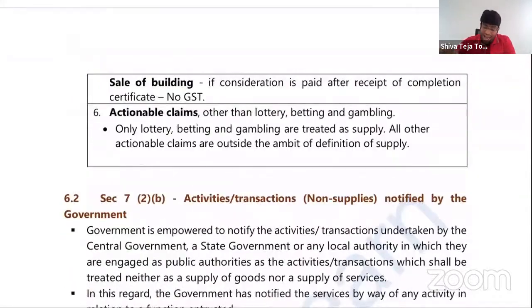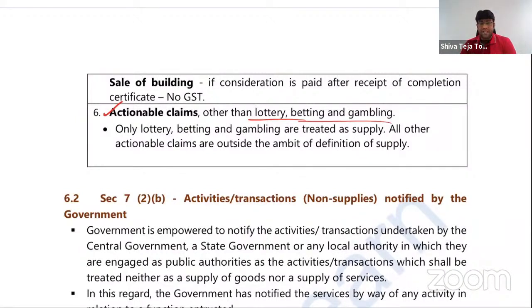Then finally, actionable claims other than betting, gambling, lottery. So for betting, gambling, lottery, GST will apply. And for other actionable claims, GST will not apply. Now, what is actionable claim? Actionable claim is basically a claim which can be actioned in the court of law.